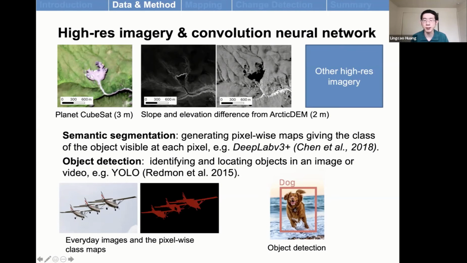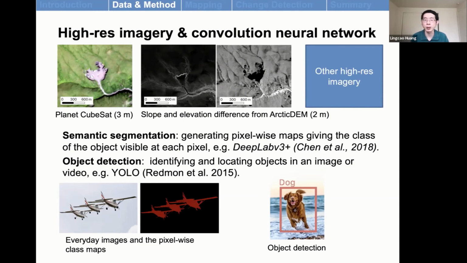If for each pixel they give a class label, then we can see where is the plane and where is the background. And for object detection, here we have a dog, so we identify the location of the dog and give a label: this is the dog. For semantic segmentation, I implemented an algorithm called DeepLab.